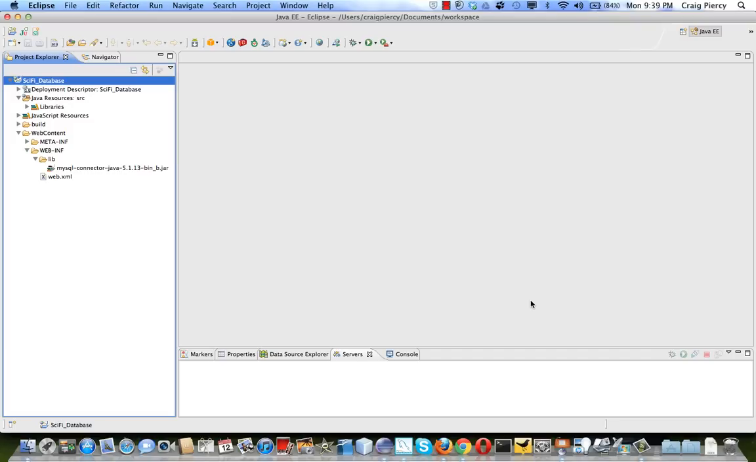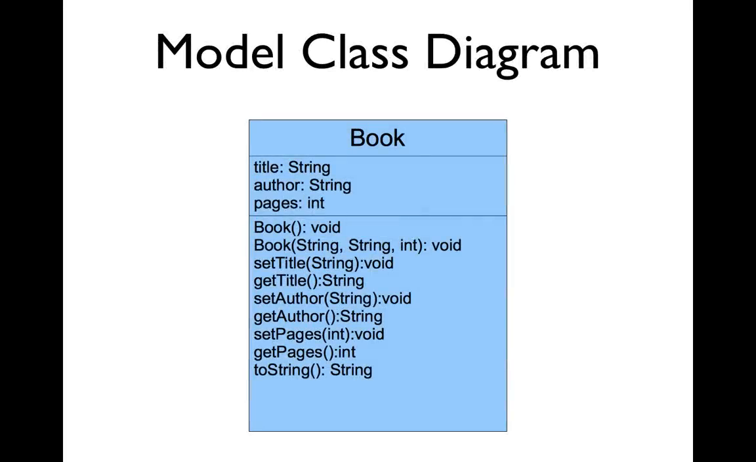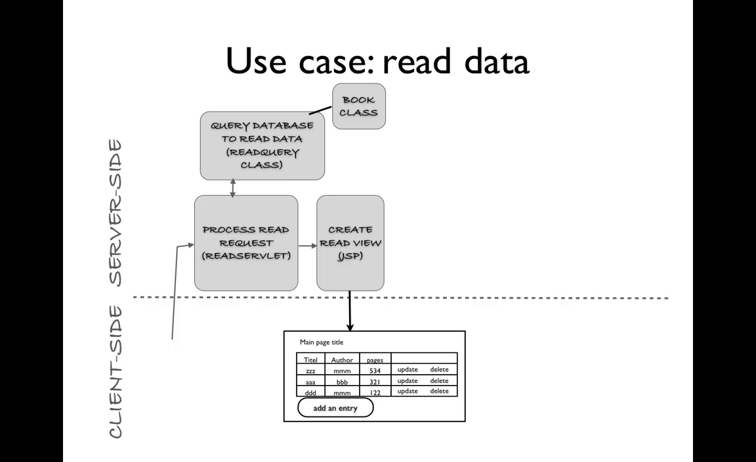So at this point, the driver has been added to our web application. The database server is running, and we're almost ready to code. To finish setting this up, we're going to set up a few packages in order to organize our project a little bit better. Before we set up the packages in the project, let's quickly review our design diagrams. We have one model class called Book. We'll organize this by creating a model package to store this in.